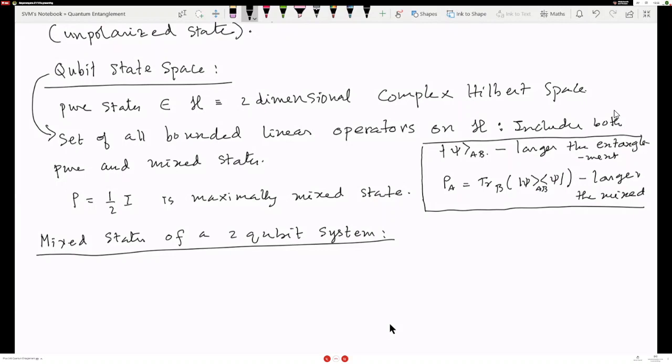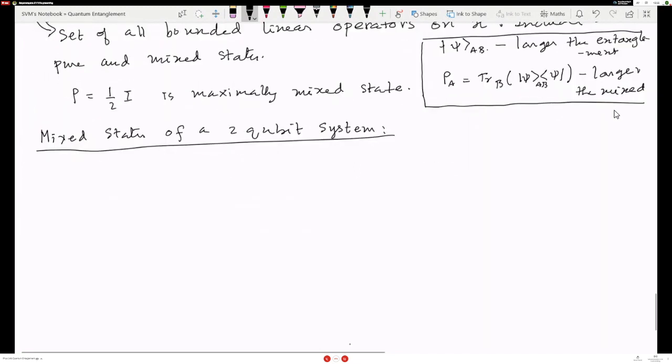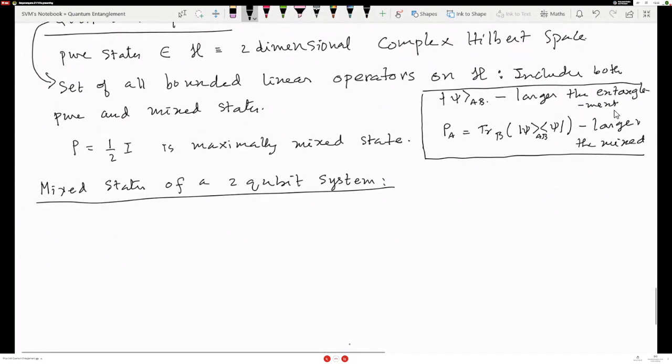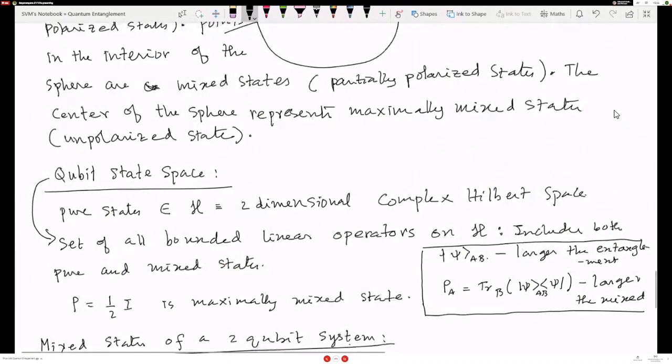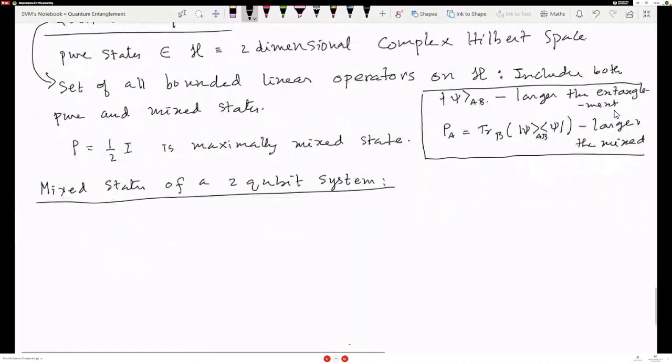Because it is identity divided by 2, where 2 is the dimension, that's why I asked you. The operators are 4-dimensional, but the Hilbert space is 2-dimensional. Okay, that is fine. Maybe I'll come back to that later.